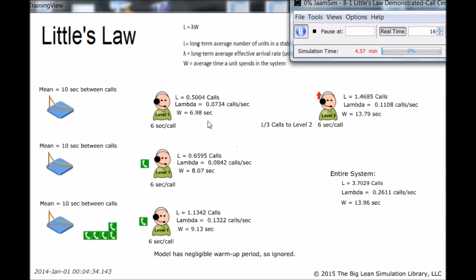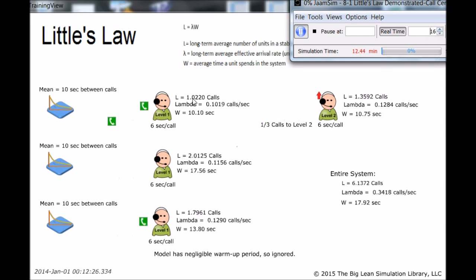One thing to note is that Little's Law should apply to everything. It should apply to each individual level 1 tech. So everywhere that we show this, it should apply. It should apply to the level 2 tech by himself. It should also apply to the entire system as a whole. So it applies to the whole system and all the subsystems. So if we took all the calls coming in and all the calls leaving, whether they leave from level 2 or level 1, it should also apply. So we'll just keep on running this.